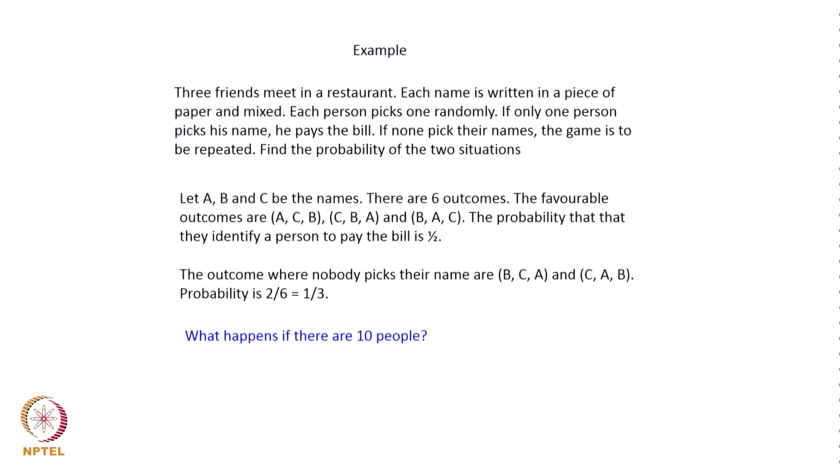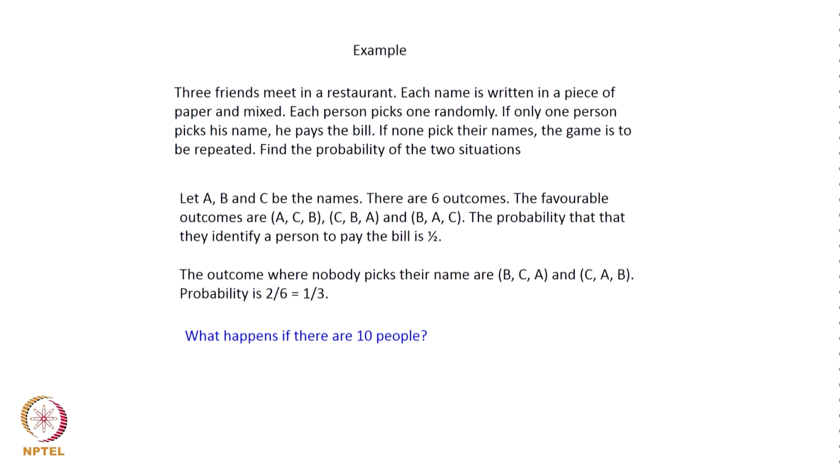Three friends meet in a restaurant. The name of each person is written on a piece of paper and it is mixed. So each person picks one paper randomly. If somebody manages to pick his own name, assume that all three are men, he pays the bill for all of them. If nobody picks their own name, the game is to be repeated. Now find the probability for both these situations.